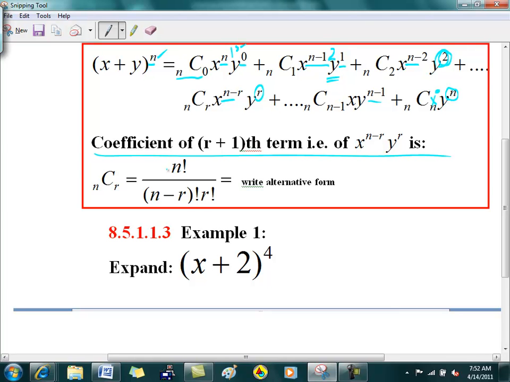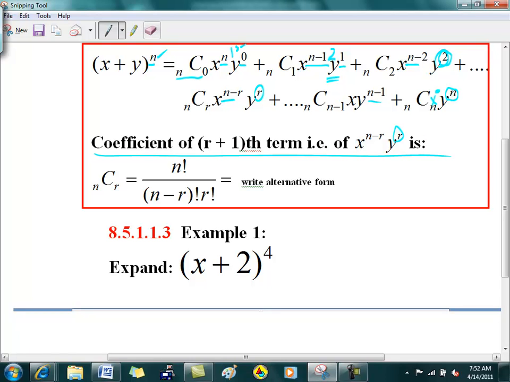Okay. So the r plus 1th term is going to have y to the r, right? Because the term number is going to be 1 more than the exponent of y. You guys with me? Awesome.